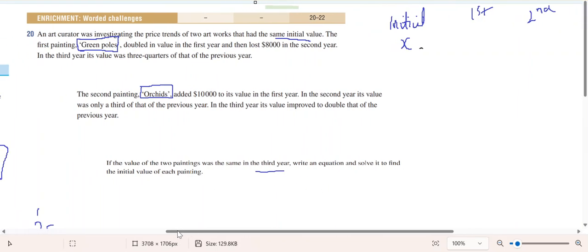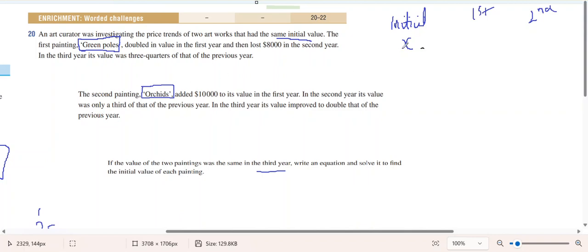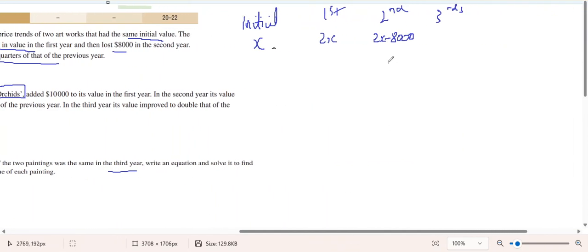Okay. So Green Pole's was X initially. It doubled in value in the first year. So at the end of the first year, it was 2X. And then lost $8,000 in the second year. So it was 2X at the start and lost $8,000. And in the third year, it was 3/4 of the previous year's value. This is the previous year's value, so it's going to be 3/4 lots of 2X minus 8,000.